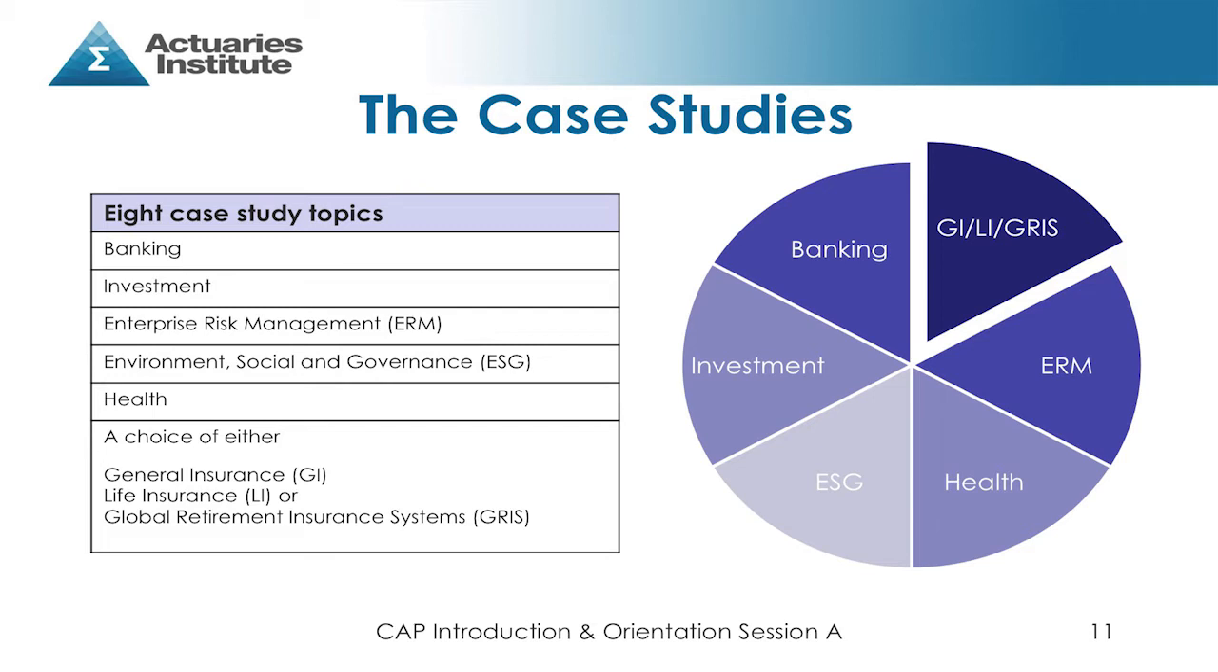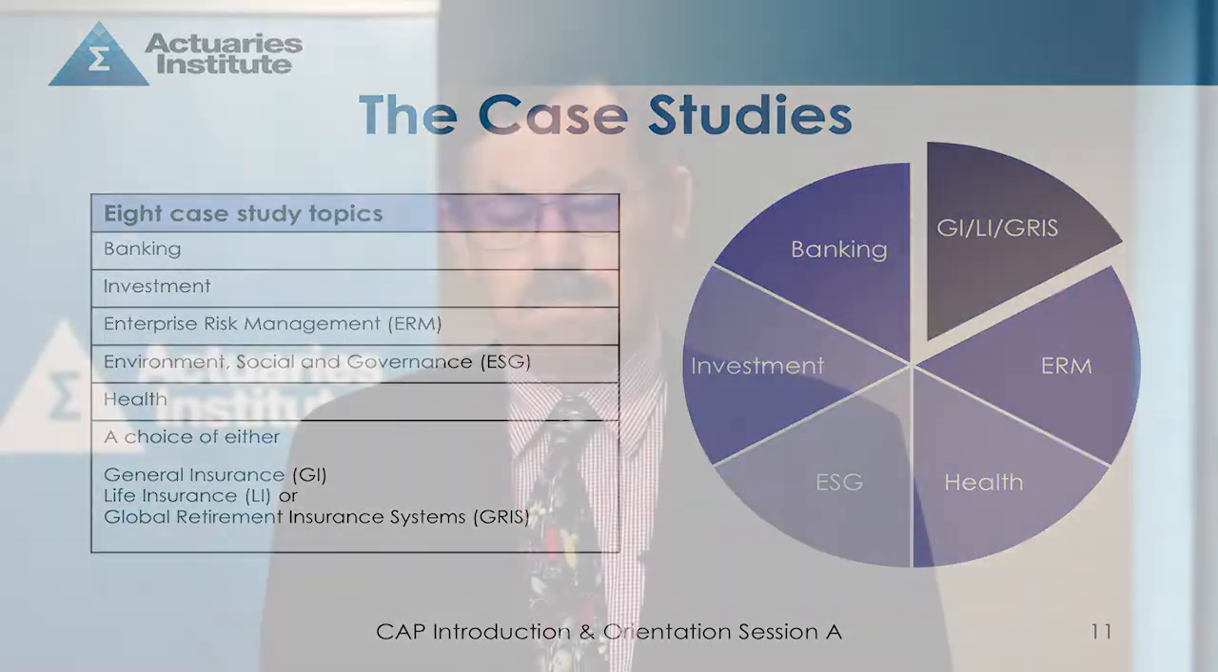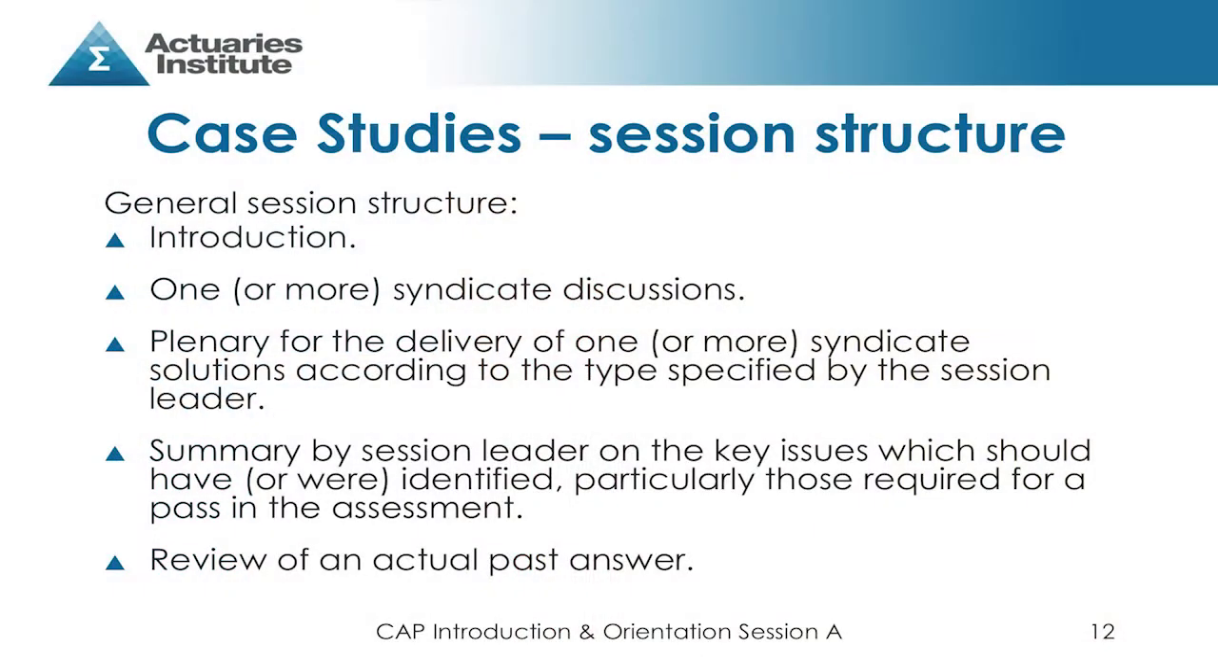banking, enterprise risk management, environment, social and governance, and health. We also then have the traditional subjects of investment, general insurance, life insurance, and global retirement insurance systems. But you only actually do 6 of them, because general insurance, life insurance, and GRIS are concurrent, and you need to make a choice of doing one of them. The other 5 you all do.